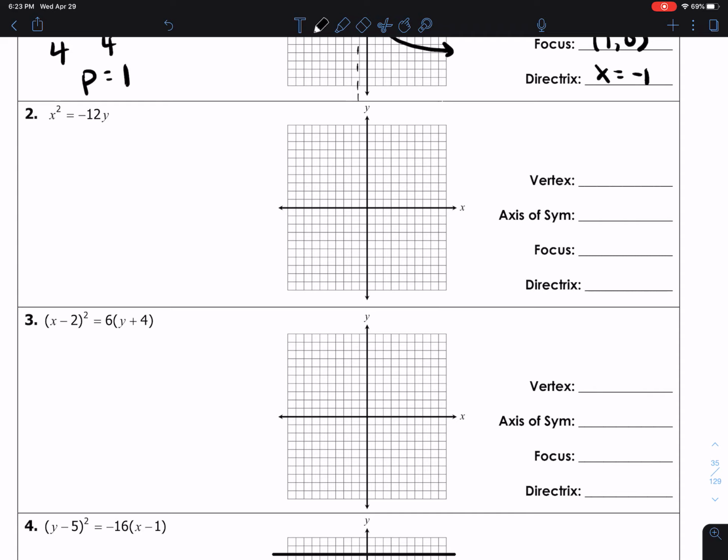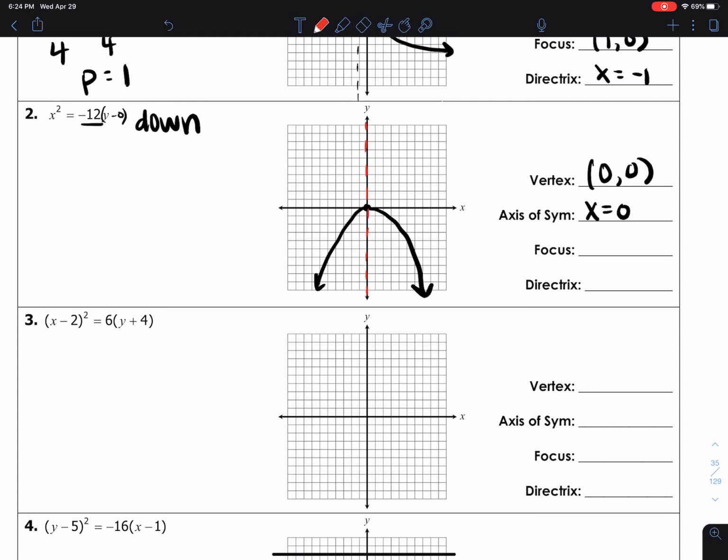Okay, the next one we have x squared equals, so x squared, remember that's like quadratic, right? X squared is a quadratic, so we know this is going to be opening up or down. Right here, this is negative, so it's going to be opening down. Once again, we don't have any numbers with our x's or in parentheses with the y, because this is like y minus 0. So the vertex is at 0, 0. The axis of symmetry, since this is opening down, is x equals 0, because that's going to be right down the middle like this.